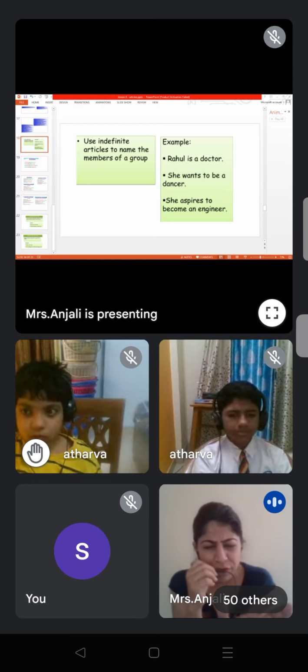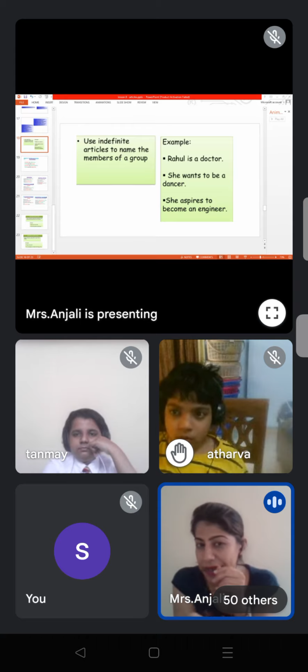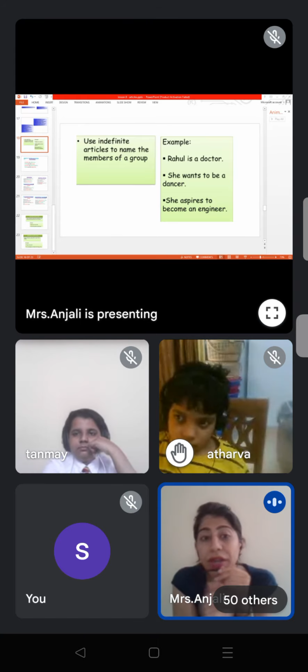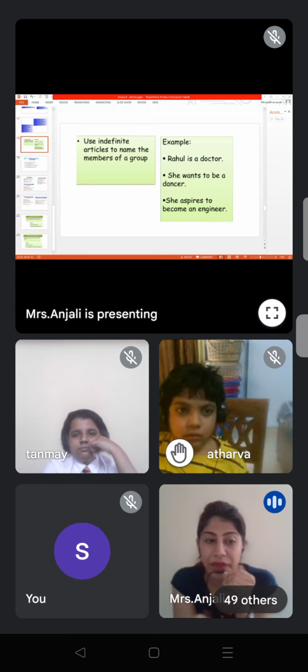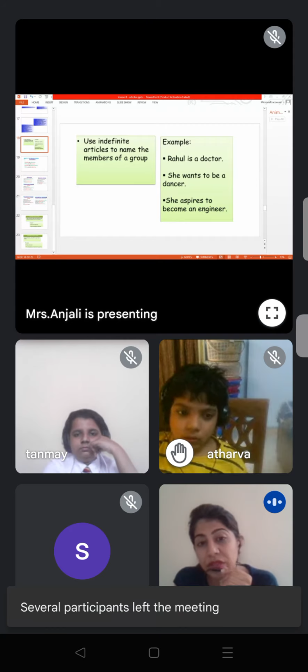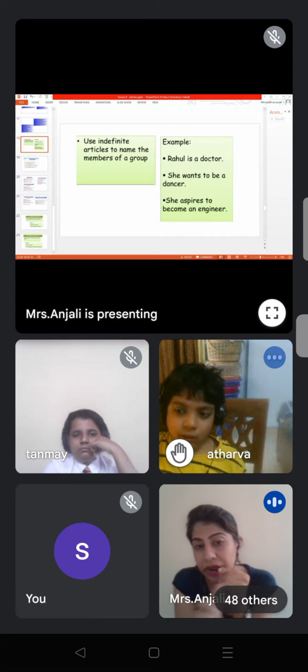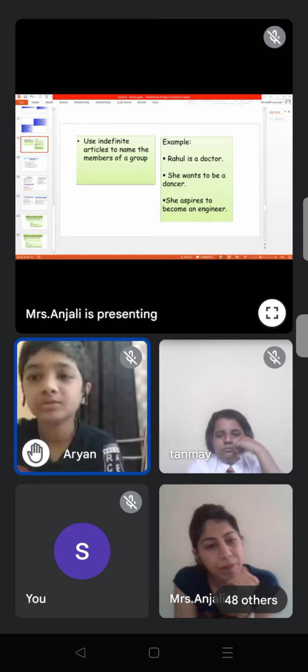Okay, a little bit confusing, but don't worry. In the exam, the sentences will be quite easy. You just have to fit in, or it might be given in a way to identify the sentence which is correct. Suppose I give you, "She aspires to be the engineer," "She aspires to be an engineer." In that, you identify the correct sentence. So it won't be very confusing.